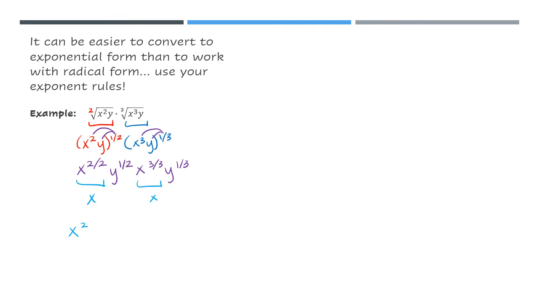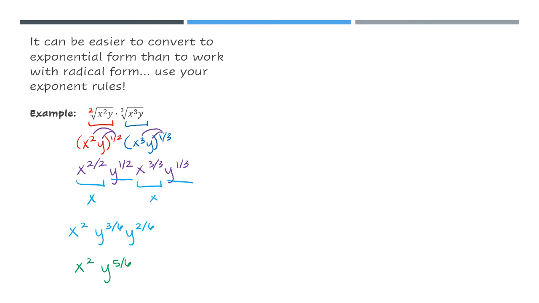What about my y to the 1/2 and my y to the 1/3? Well, let's find common denominators. We can represent that as maybe y to the 3/6 times y to the 2/6. Again, when we've got those like bases, we want to add together the exponents. So we'll end up with x squared times y to the 5/6.